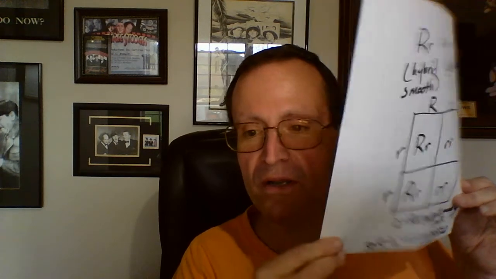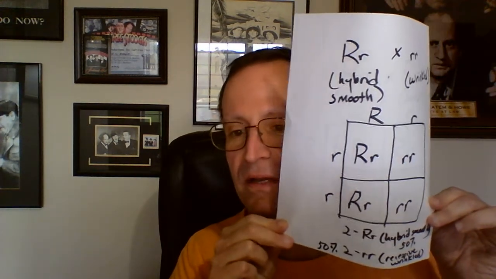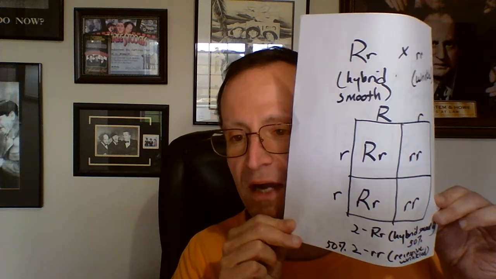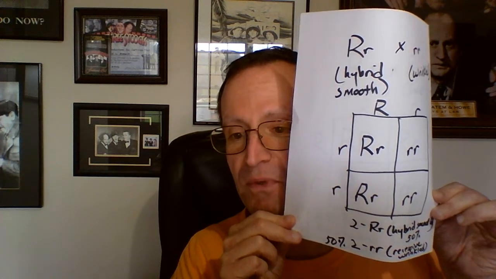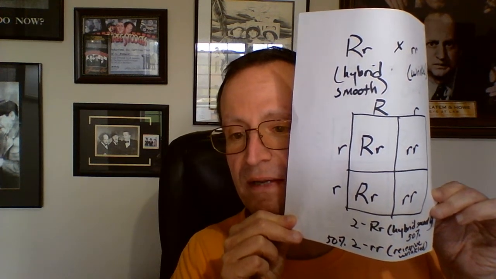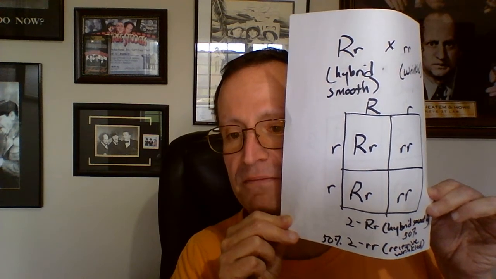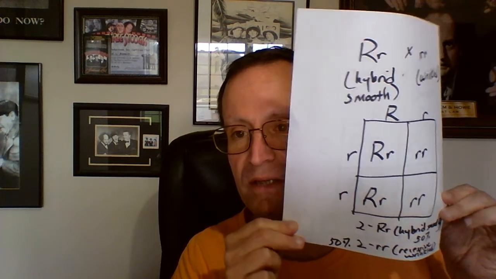Okay? When you do this combination, notice what you come up with. You come up with 2 hybrid dominants, and you come up with 2 recessive ones. And that's a 50-50 probability. So you have a 50% chance of each. These are very easy to do on paper. Now I'm going to go over one more example with you.